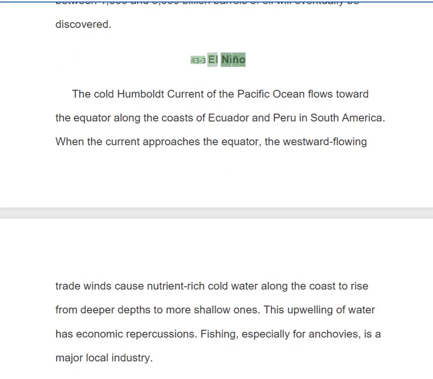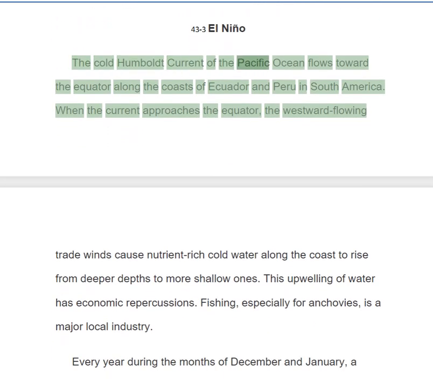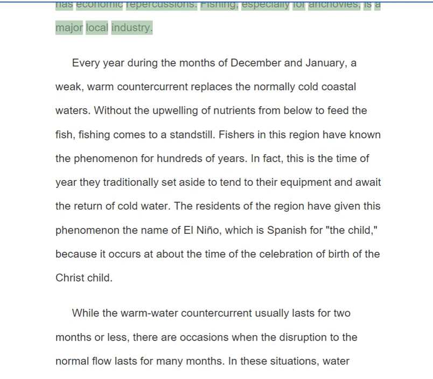43-3 El Niño. The cold Humboldt Current of the Pacific Ocean flows toward the equator along the coasts of Ecuador and Peru in South America. When the current approaches the equator, the westward flowing trade winds cause nutrient-rich cold water along the coast to rise from deeper depths to more shallow ones.